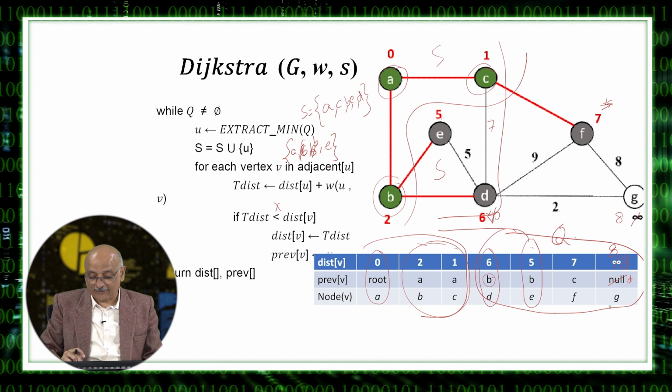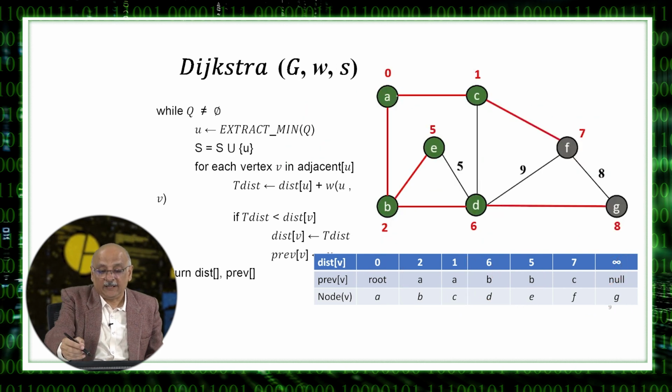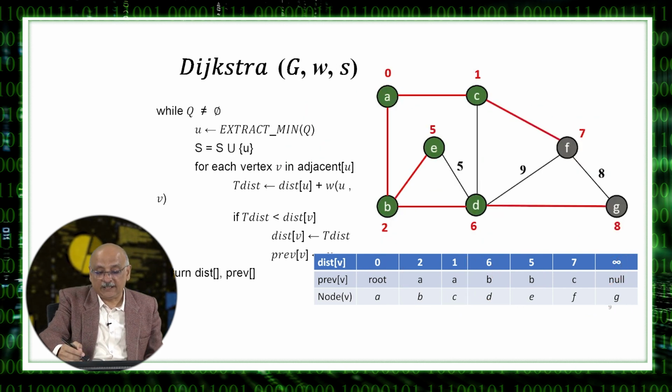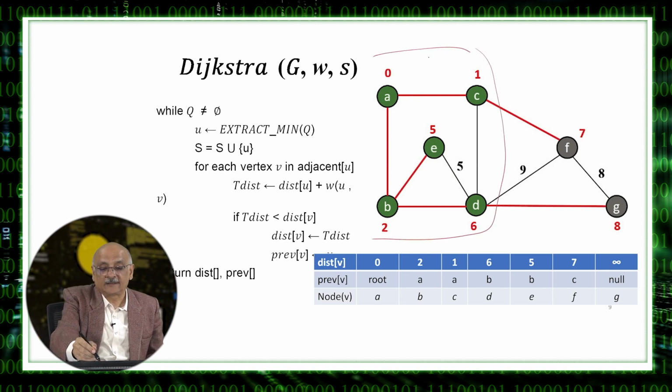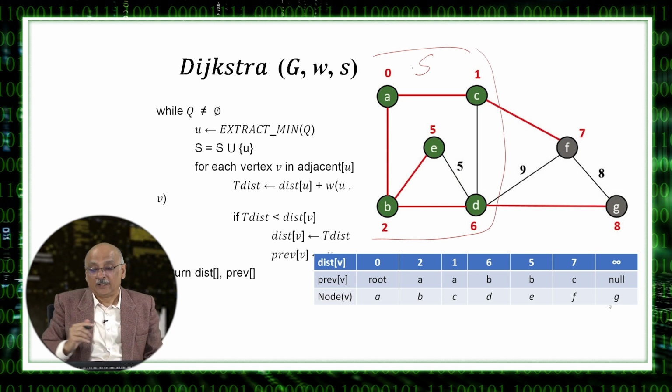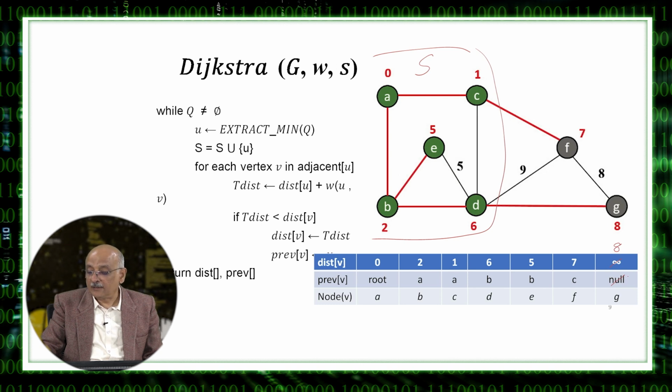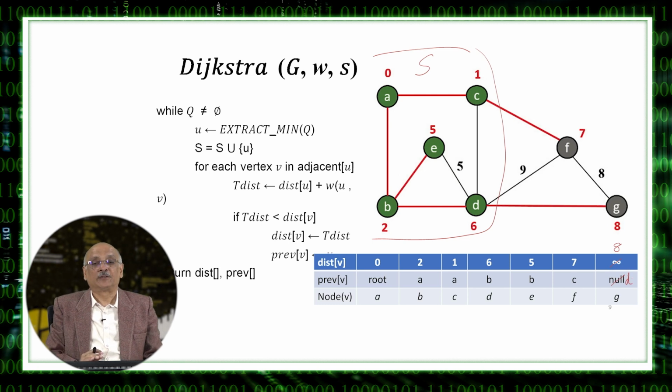So in this iteration we show here A, then C, B, E and D. Now they are all part of the set S. And what we are left with? For F, we have a predecessor C, and in the G case, we have said that it is 8 and the predecessor for G happens to be D. So this is how it's going to look.